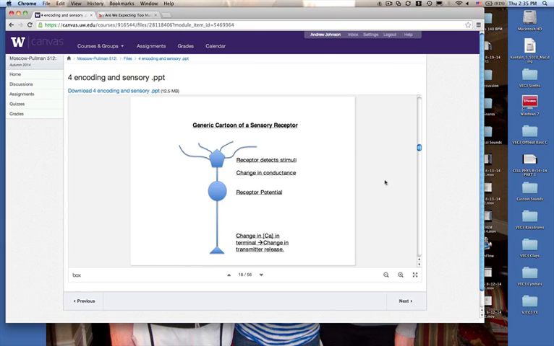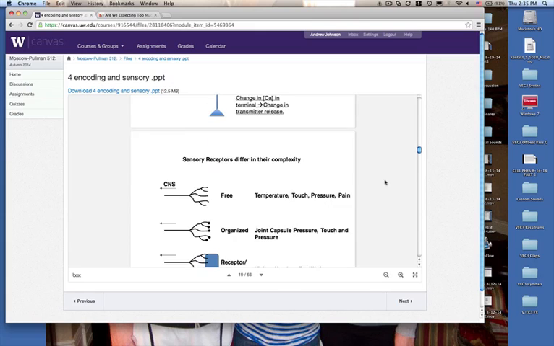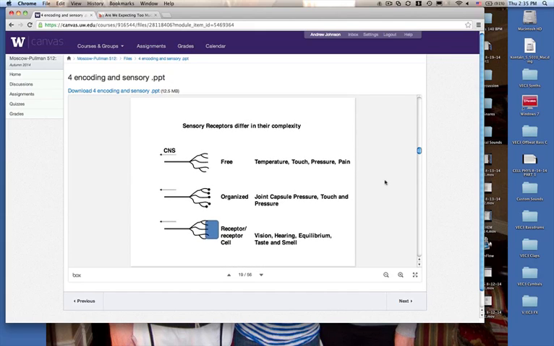And in our generic case, a generic case might be the auditory system. Somehow this is going to cause a change in calcium at the terminal, and then you're going to release neurotransmitter. So this is our generic cell. And you're going to see many variations on it as we go through. Like I mentioned, the sensory receptors themselves can have really different complexity.